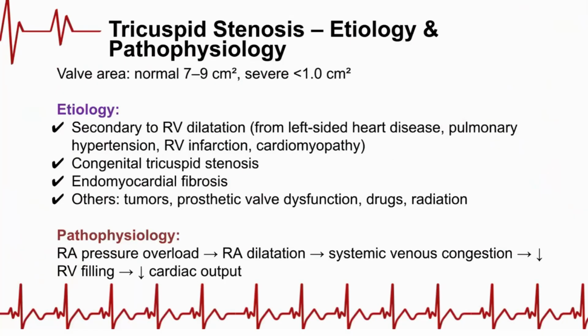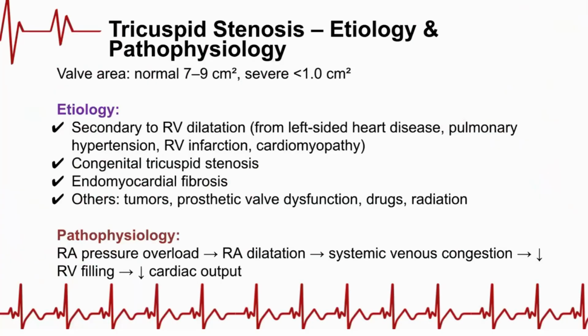And we can also have endomyocardial fibrosis. So again, rheumatic heart disease. If the patient suffers from other disorders that can cause fibrosis. Other things include tumors, any kind of valvular dysfunctions, prosthetic valvular dysfunctions, drugs, and radiation.